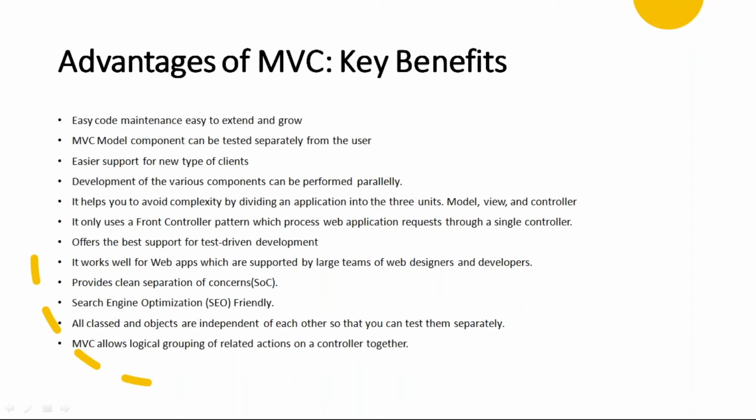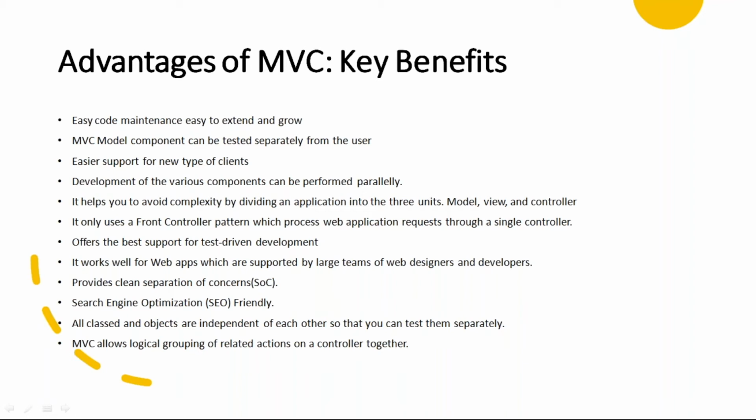And then search engine optimization friendly. Once you build a web application using MVC, it's very easy for search engines to pick out whatever, let's say, the user is requesting. All classes and objects are independent of each other so that you can test them separately. That's the core of MVC. Everything is separated in MVC. Everything can be tested independent of every other section. Let's say, for example, you can test your model without even seeing the view. You can test the controller without the view.